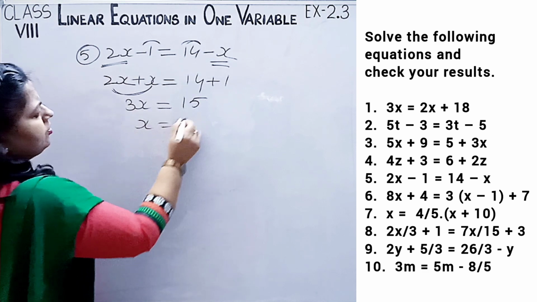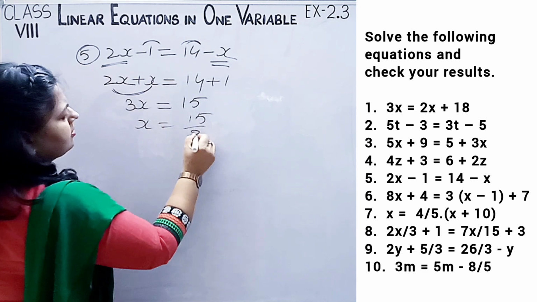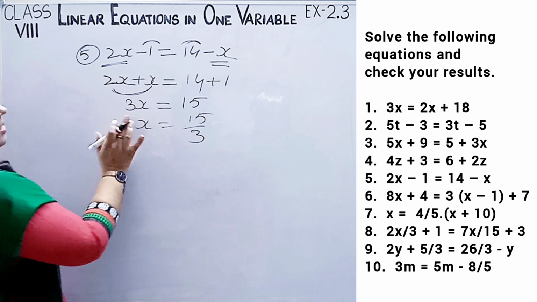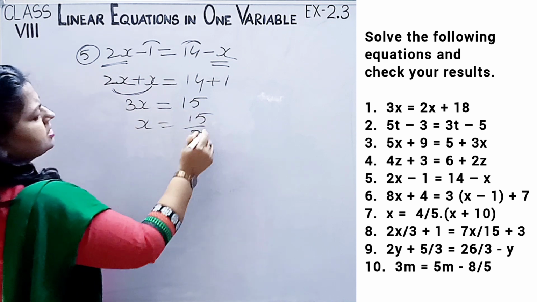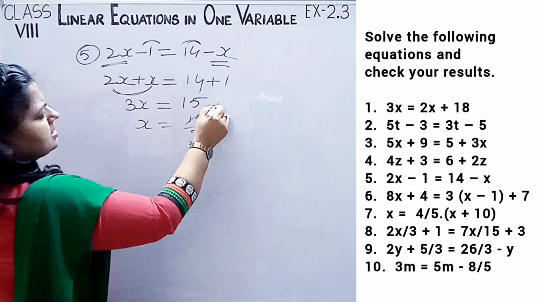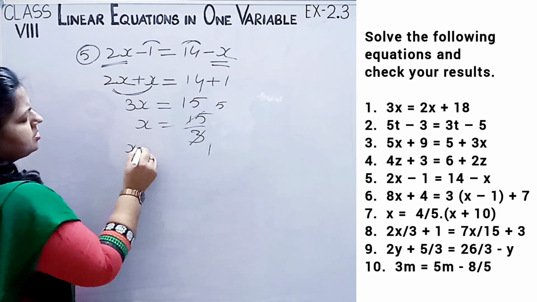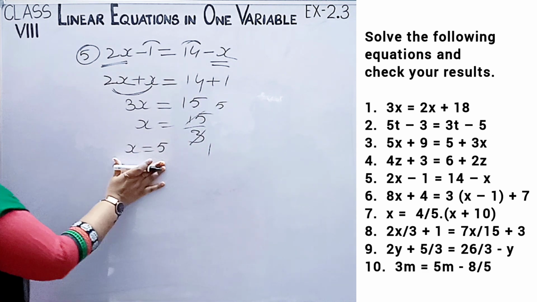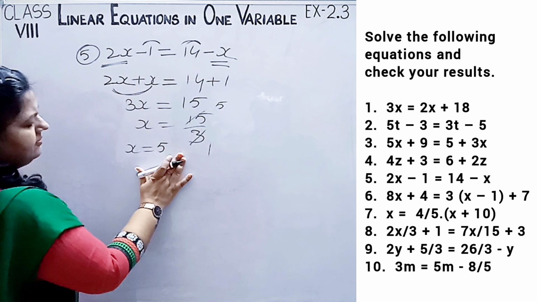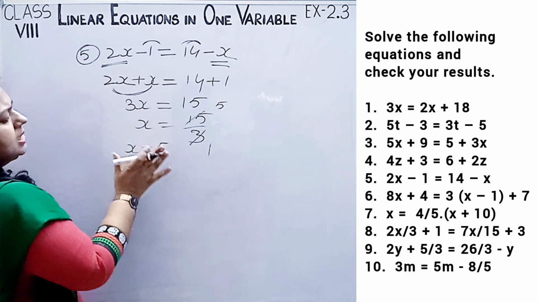Now x equal to 15 upon 3. We are transposing 3 from left to right. So 3 ones are 3, 3 fives are 15. Here x equal to 5. So value of x is 5. Now we will check our result.